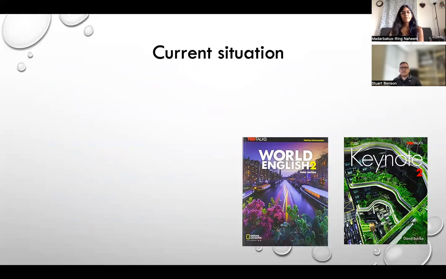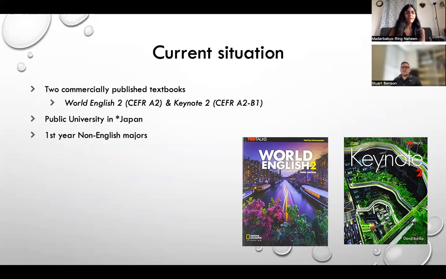So that leads us to our current situation and where we conducted our own research. Our context involved using 2 commercially published textbooks. As you can see on your screen, we used World English 2, which is the same as the Common European Framework of Reference A2, or pre-intermediate. And we also used a title entitled Keynote 2, which is also a level of A2, B1, or pre-intermediate and intermediate. These 2 textbooks were used at a public university in Japan.